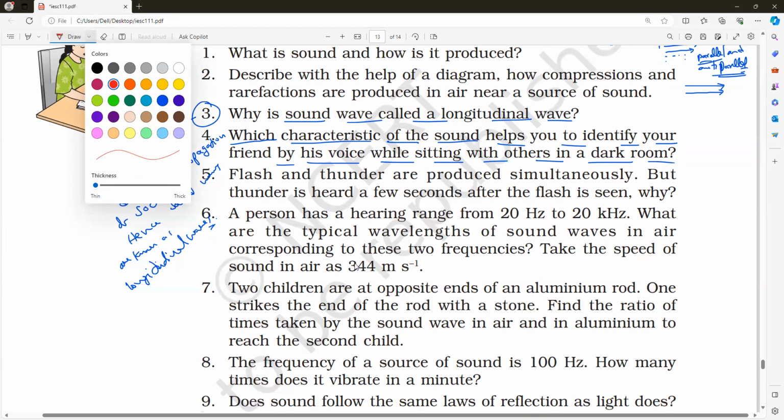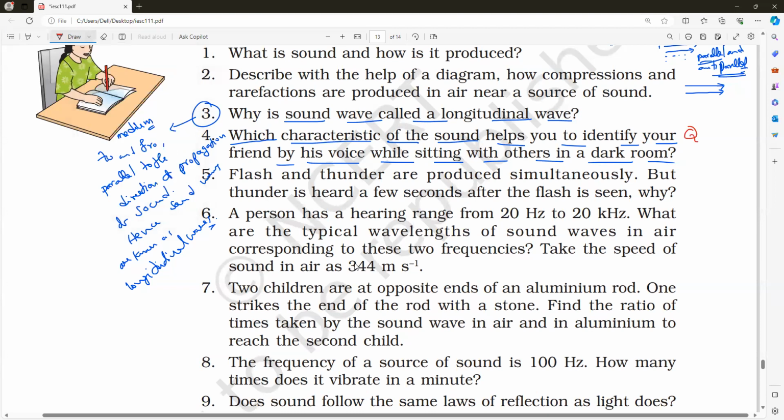Quality. There is a characteristic which will help you identify your friend without seeing them. That is the last characteristic which we studied. Same amplitude, same frequency, so loudness and pitch remain the same, only the type of wave is different. That is what we call quality, or timbre. No two devices will produce the same kind of wave. Their amplitude and frequency are the same, but the type of wave produced is not the same.